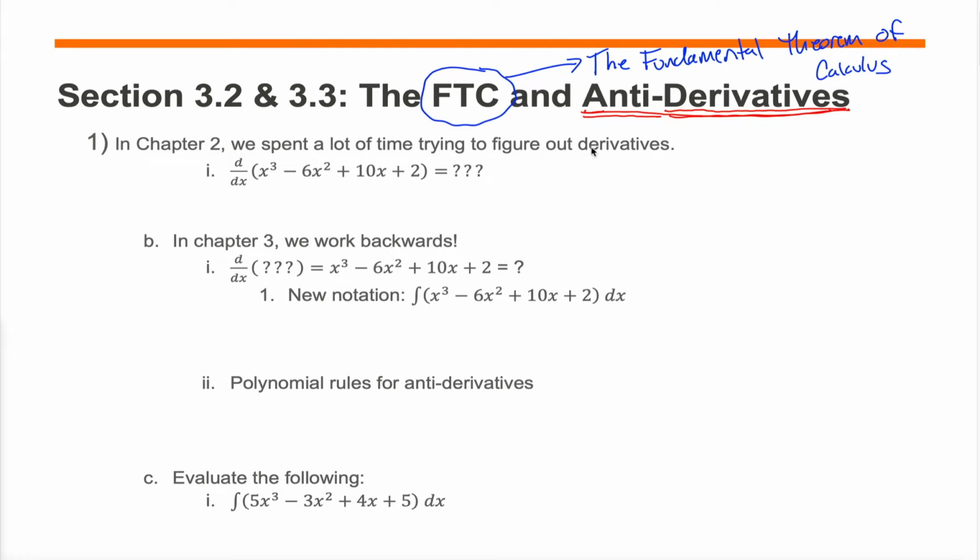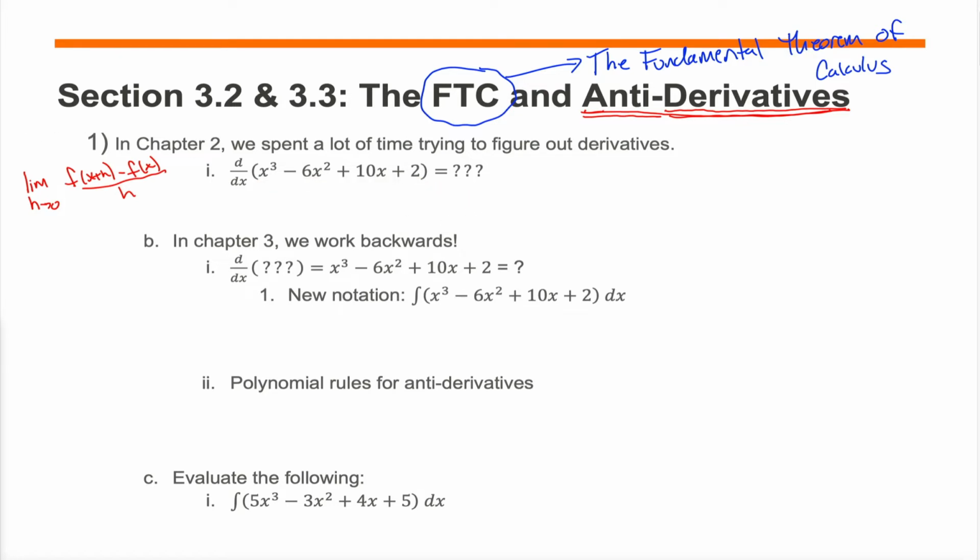In the last section, we spent a ton of time trying to figure out derivatives, right? So a typical question from chapter 2 might ask you to take the derivative of this expression here. We first learned how to do this by evaluating the limit of the difference quotient. I know it's been a while, but at some point you were able to figure out the limit as h approaches 0 of f of x plus h minus f of x divided by h, where f of x is x cubed minus 6x squared plus 10x plus 2.